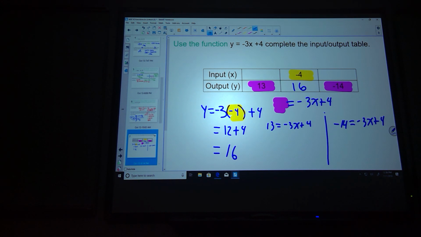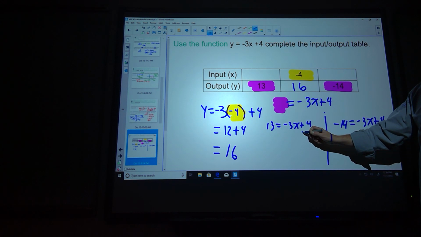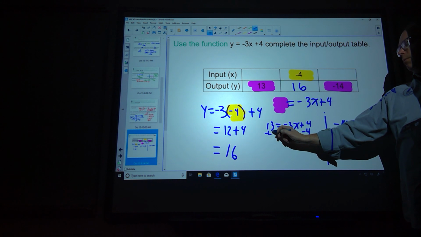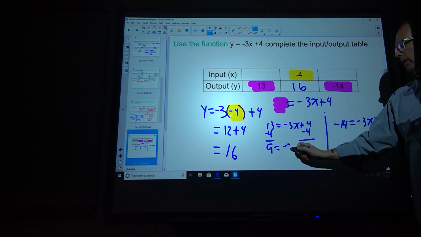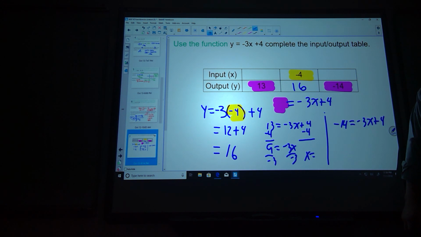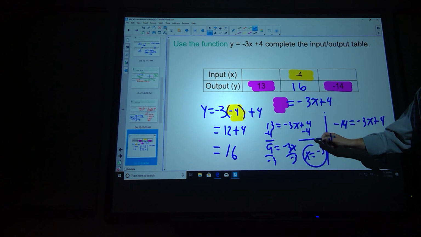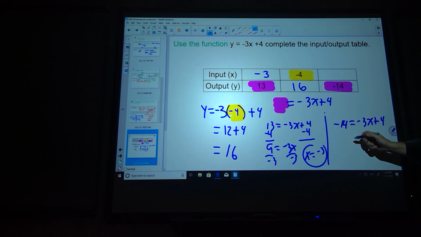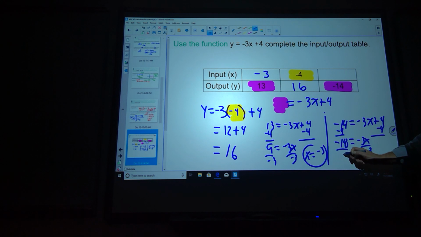Seem good? All right, how do I solve this? Anybody? Subtract 4. Okay, so that's 9 equals negative 3x. Divide by negative 3. X equals negative 3. Cool. Do the same thing with negative 14. Minus 4, minus 4. We good so far? Okay, negative 18 equals negative 3x. Divided by negative 3. Negative over negative is positive. 18 over 3 is 6. Is that okay? Sorry that didn't copy on your paper. I think you get the basic gist of it.